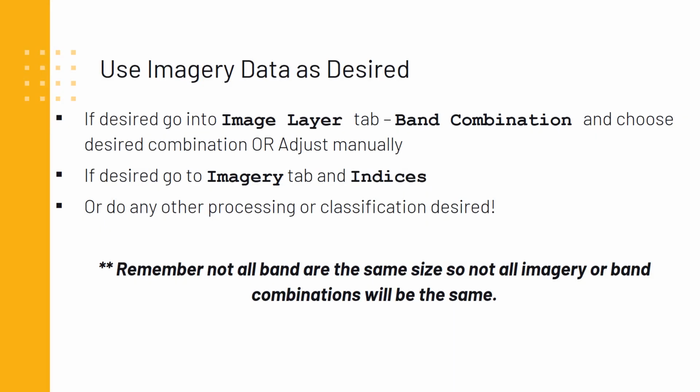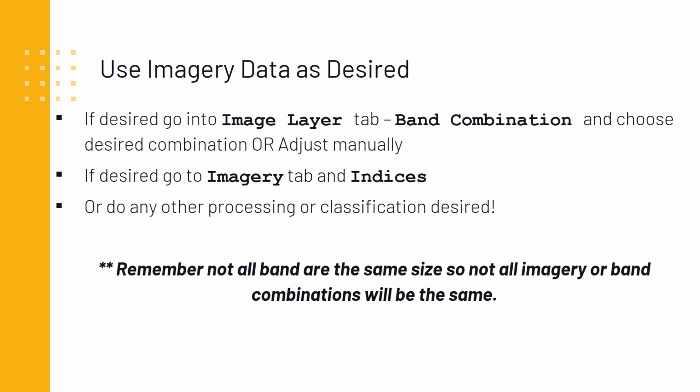Once the Add Rasters to Mosaic dataset is finished, which could take a few moments or a few minutes since it is quite large data, your data is ready to go. If desired, you can go to the Image Layer tab and choose the band combination, or use the custom one and adjust manually. You can also go to the Imagery tab and choose the indices and pick an index that you'd like to try out. It will create an index in memory that you can view on screen. Or you can do any other processing or classification that you desire.